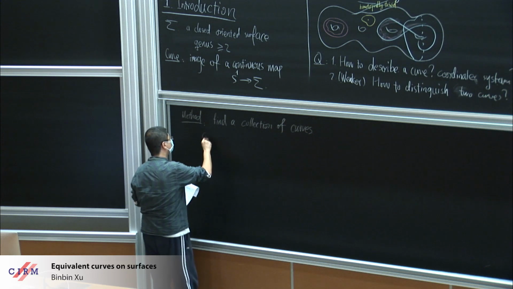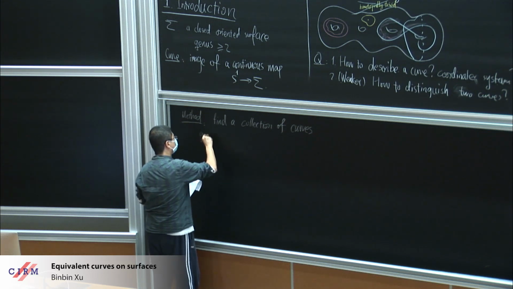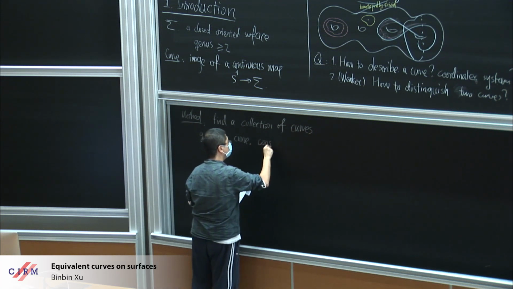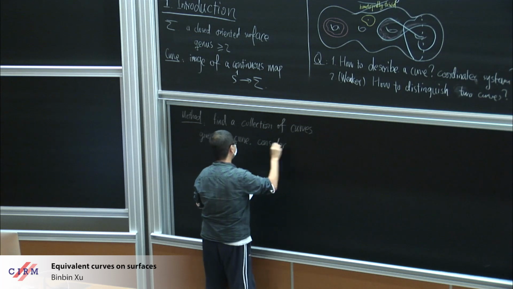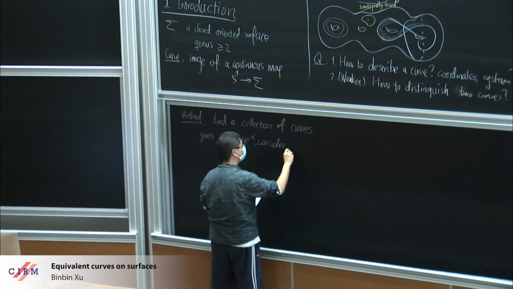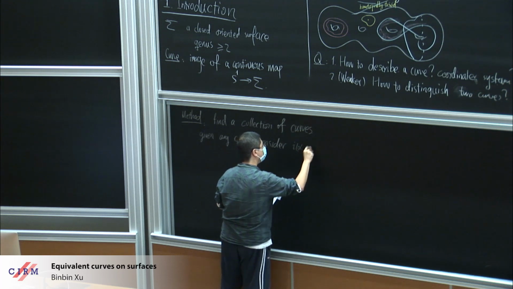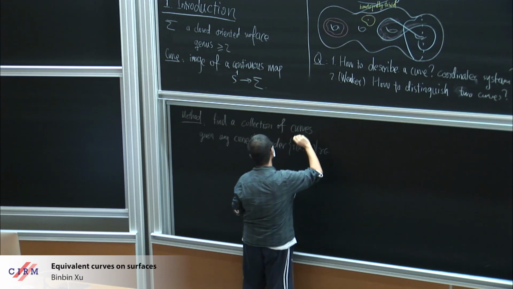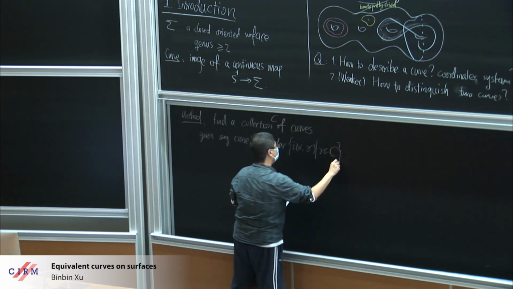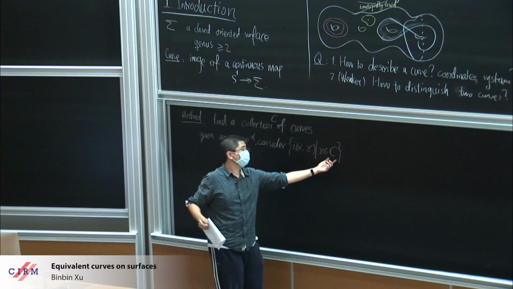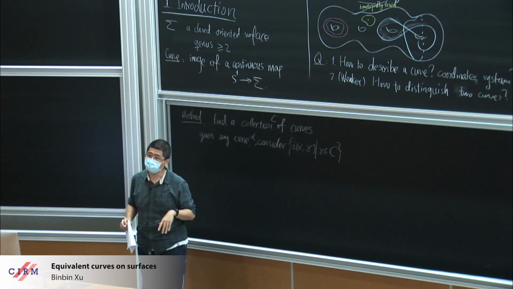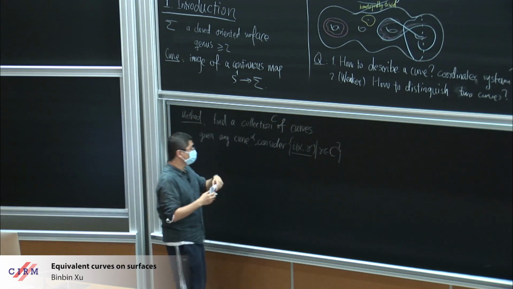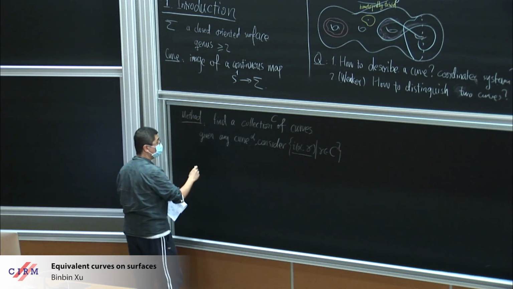So given any curve, let me give it the name alpha. Consider I of alpha, gamma for gamma belonging to this collection C. So we try to see whether we can find a collection such that this information is enough to determine the curve. And here, what I mean by intersection, let me give a definition.